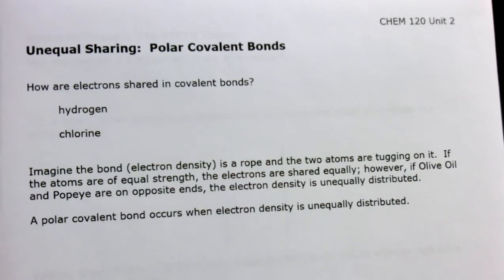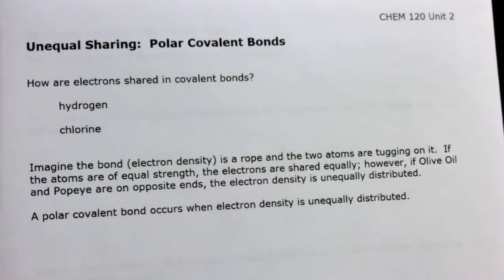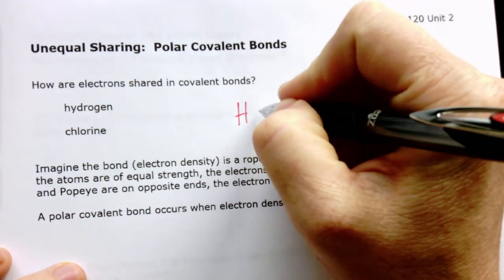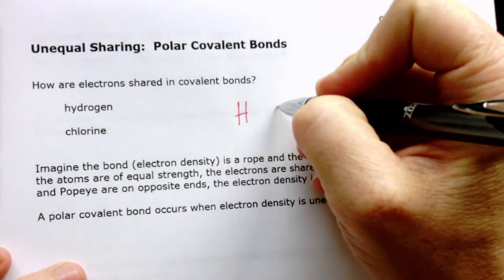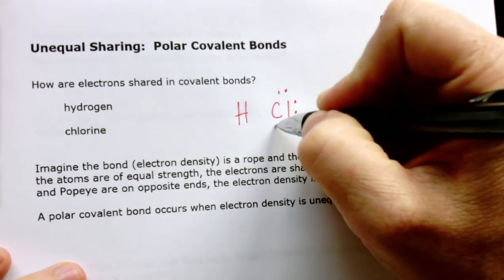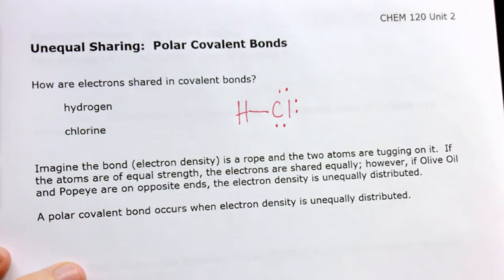I talked about what makes it a covalent bond, but now, how is that electron density distributed? So when a covalent bond is established between hydrogen and chlorine, you get an electron dot structure that looks like this. I'm going to draw a line for the bond.